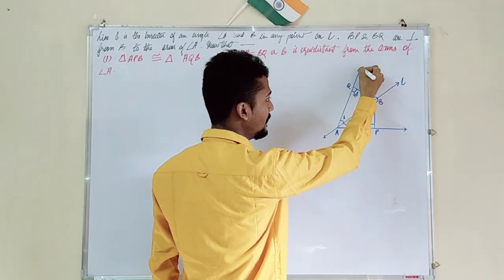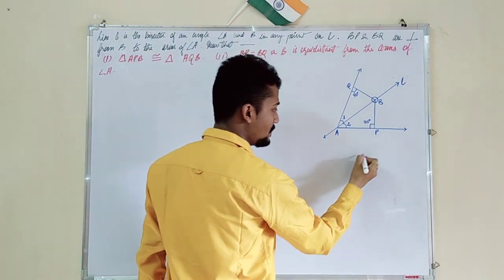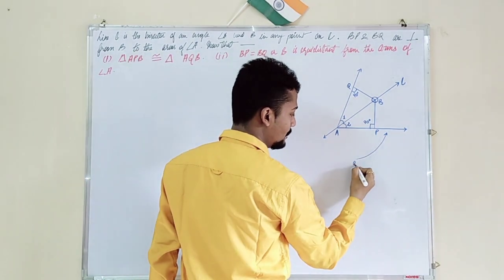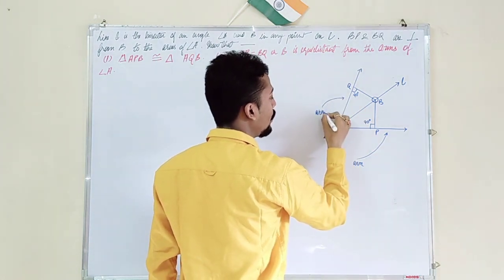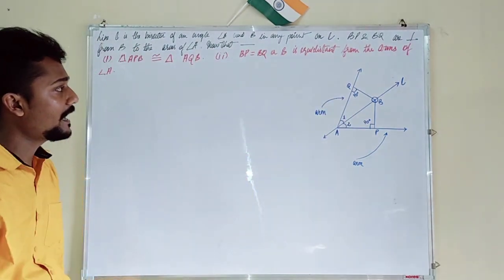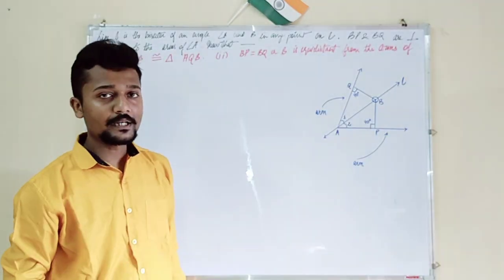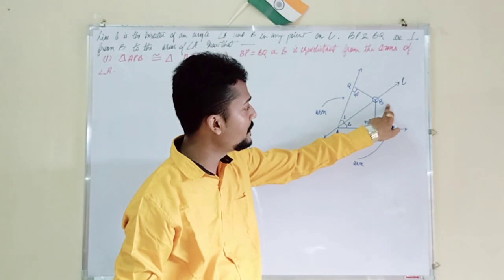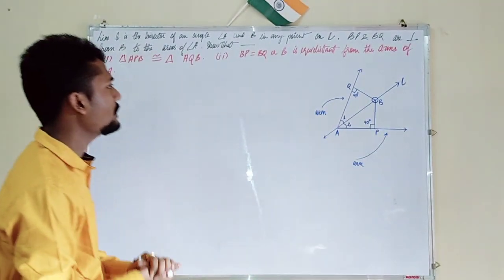This is angle A. From here to here is angle A. This is one arm of angle A, and this is another arm of angle A. And BP and BQ are the two perpendiculars drawn from the point B to the arms of angle A.